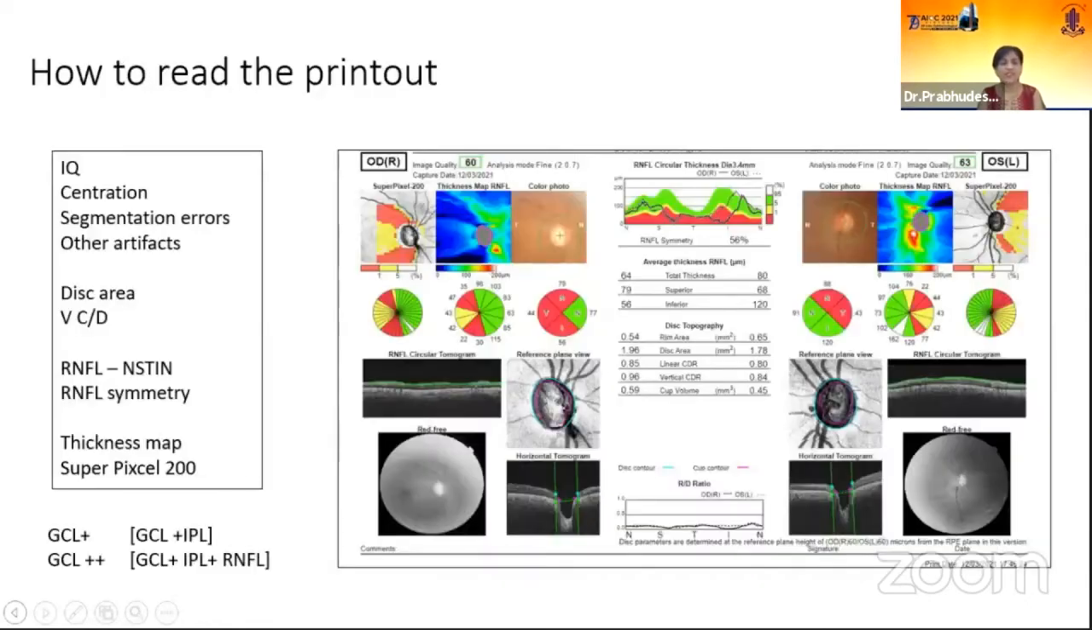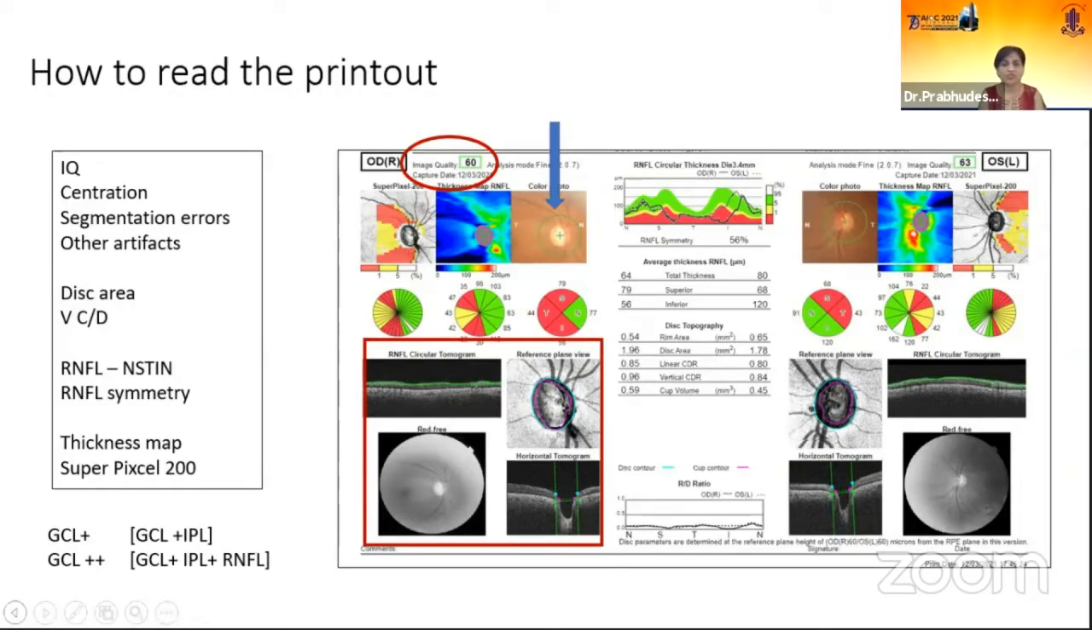Now let's see how to read printouts. The most important is image quality. It should be higher, more than 40. Then only we can use this printout for our reading and interpretation. Then check for centration. Also check for segmentation errors in this window. Other artifacts also can be seen here.